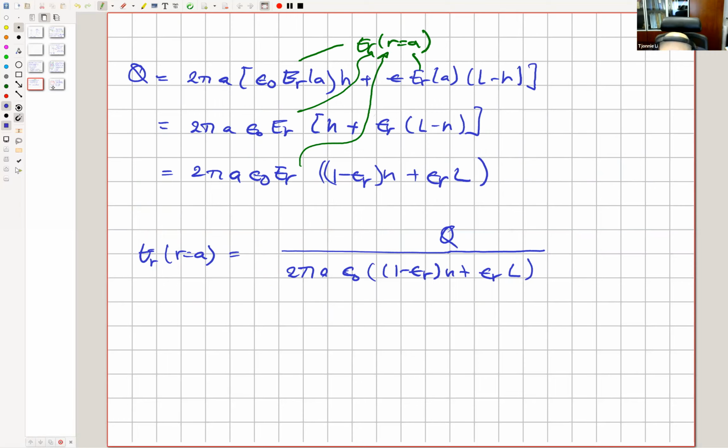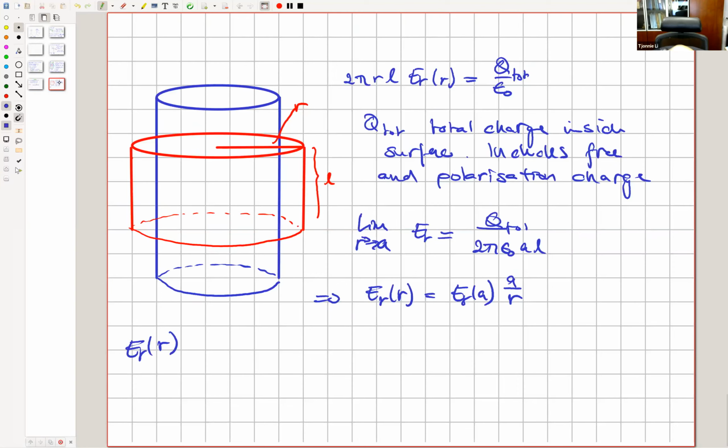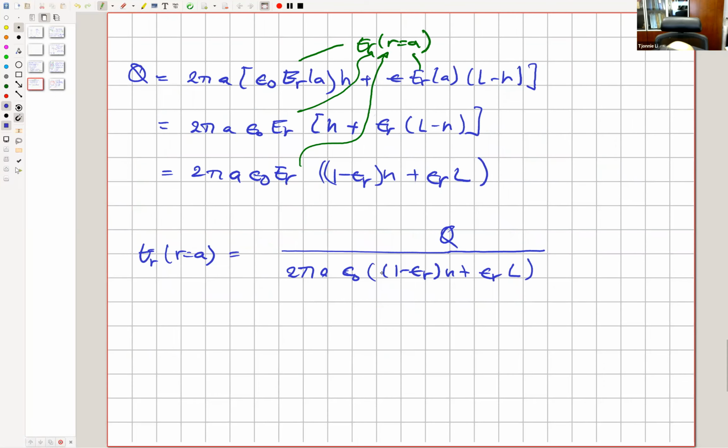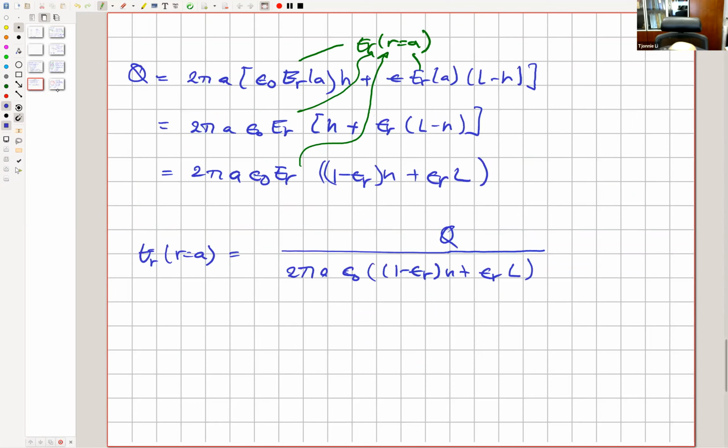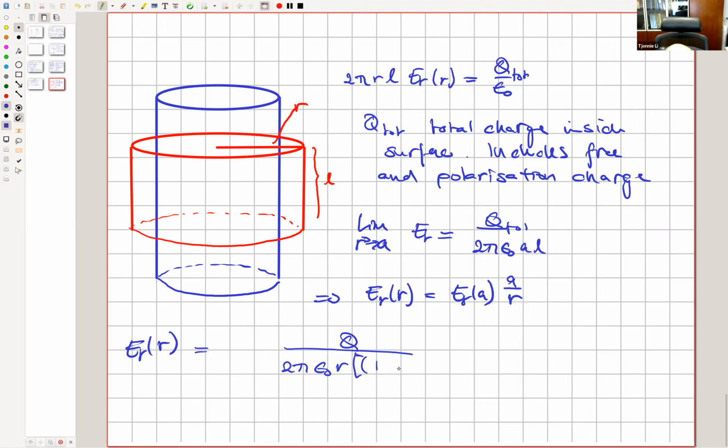So let's see if I've done it correctly. It must look something along the lines of this: Q over 2 pi epsilon naught, let's see, pi epsilon naught r, and then it's 1 minus epsilon r h plus epsilon r l. That looks more or less correct.